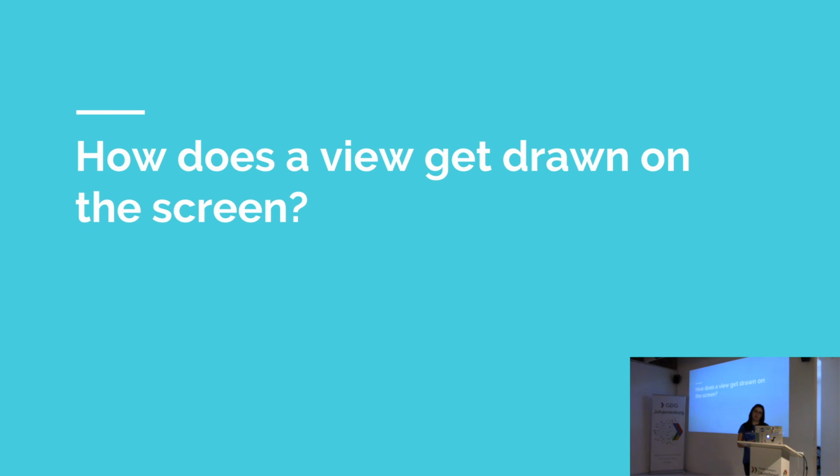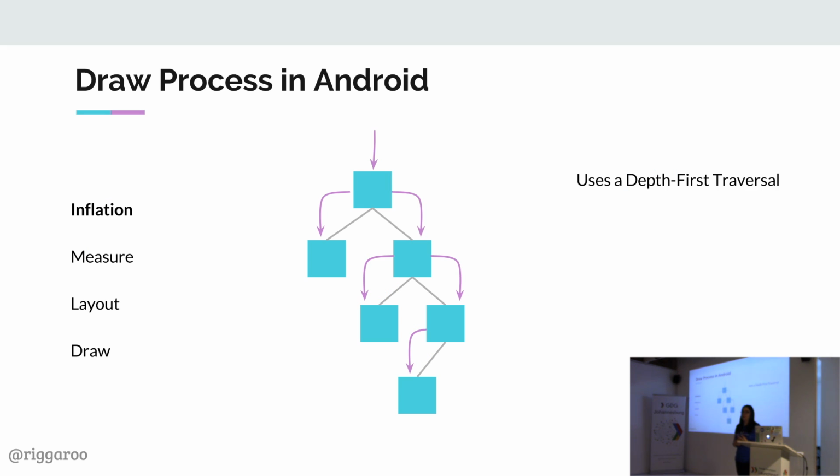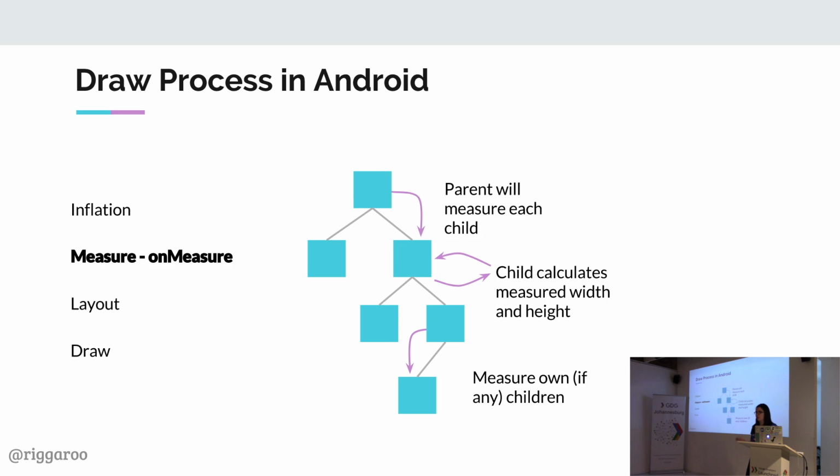Okay, so we're going to take a little step back first just to understand how a view is drawn on the screen within Android. In Android there's a four-part process that needs to happen in order to render a layout on the screen. It uses a depth-first traversal algorithm to inflate and lay out the elements and to draw them. So the first phase is inflation. It takes every single element in your view tree and inflates it, and the next step is measurement. The parent will measure each child, and the child calculates its measured width and height. Okay? And then it will measure its own children. That's using the depth-first traversal algorithm.